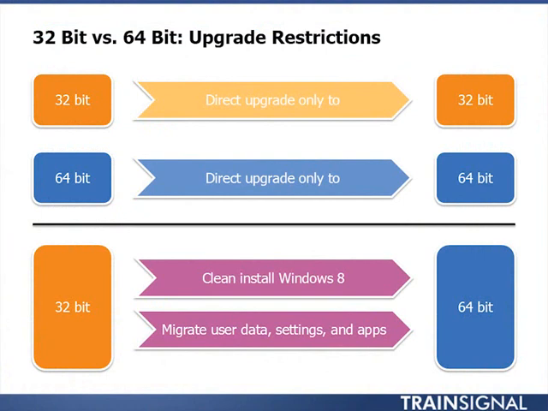There are some upgrade restrictions. If you are currently running, let's say Windows 7 or Windows Vista, the 32-bit version of it, you have to upgrade to the 32-bit version of Windows. If you're running 64-bit Windows Vista, Windows 7, you can only upgrade to the 64-bit version of Windows. If you want to go from 32-bit to 64-bit, maybe you're adding more memory and you want to go past that 4 gigabyte limit, you need to do a clean install. And we will discuss how to do that in the upcoming objectives.